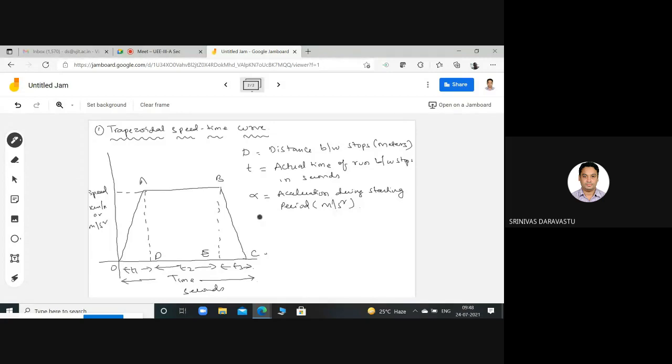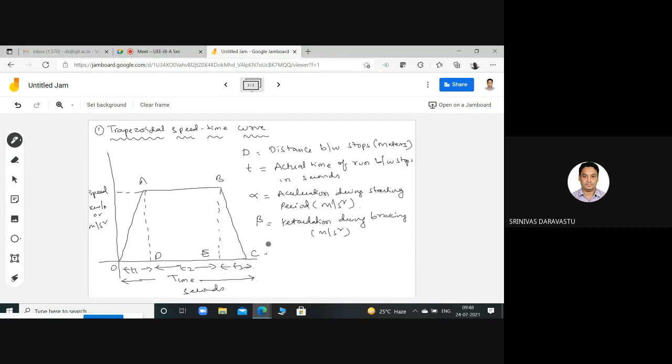Now beta. What is beta? Retardation during the braking period. It is also in meters per second square.